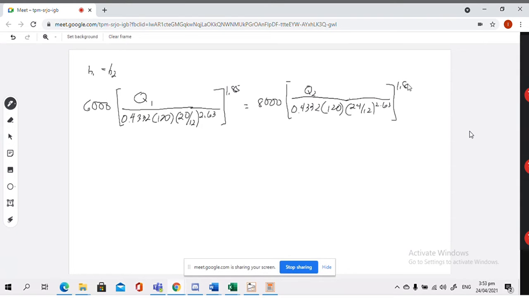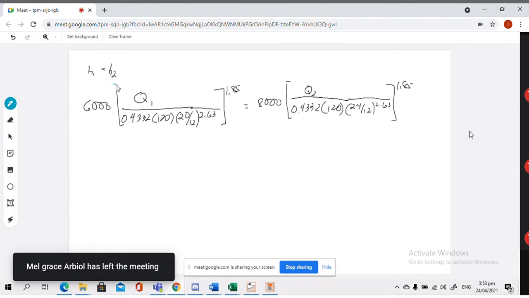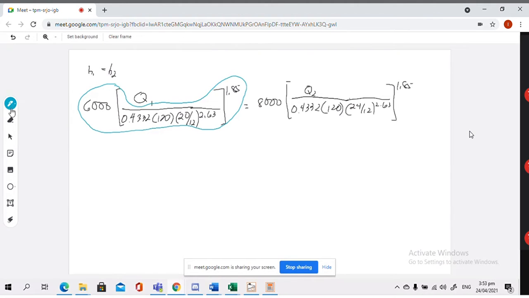To the 1.85. Okay, so next, what you will do is calculate your constants. Since Q is raised to 1.85, Q1 to the 1.85 equals Q2 to the 1.85, that is the constant. So calculate 6,000 times 1 over 0.4332 times 120 times 20 over 12 to the 2.63, to the 1.85.